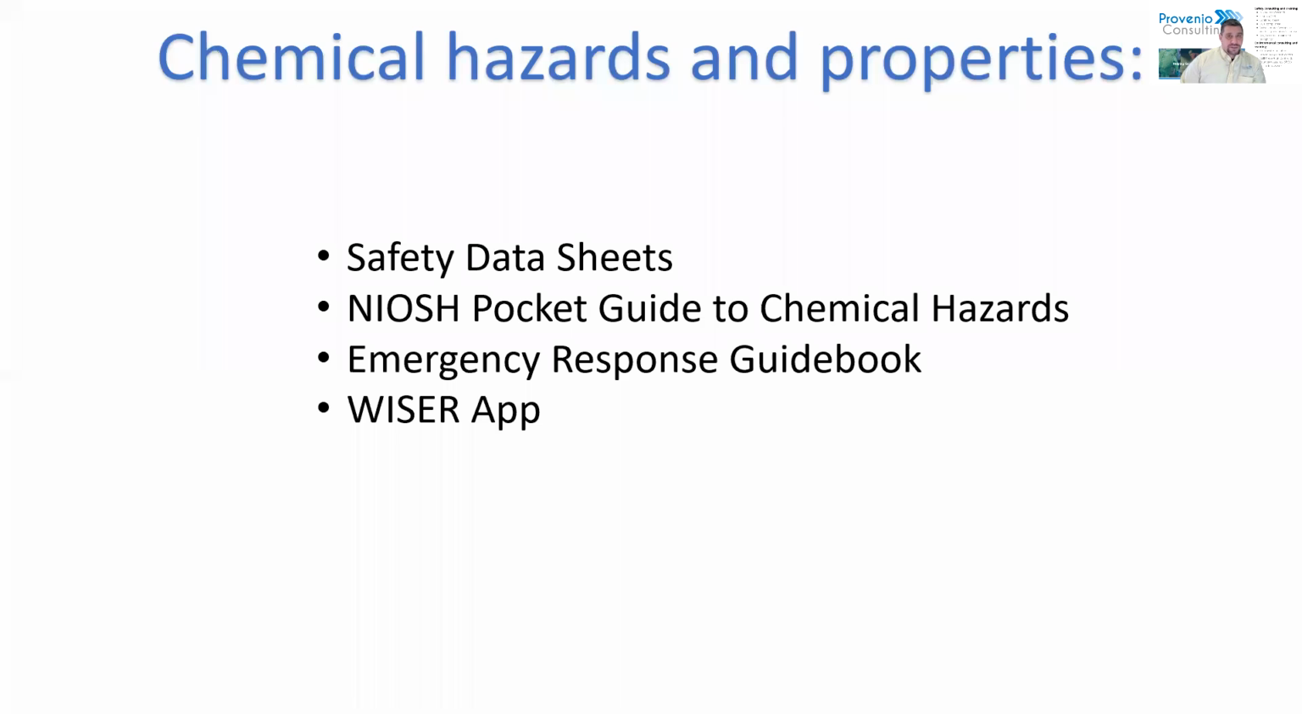I'm talking about safety data sheets, the NIOSH Pocket Guide for Chemical Hazards, the Emergency Response Guidebook, and the Weiser app. So I'll talk about where each of those is beneficial, what kind of information is in them, and some other topics there.